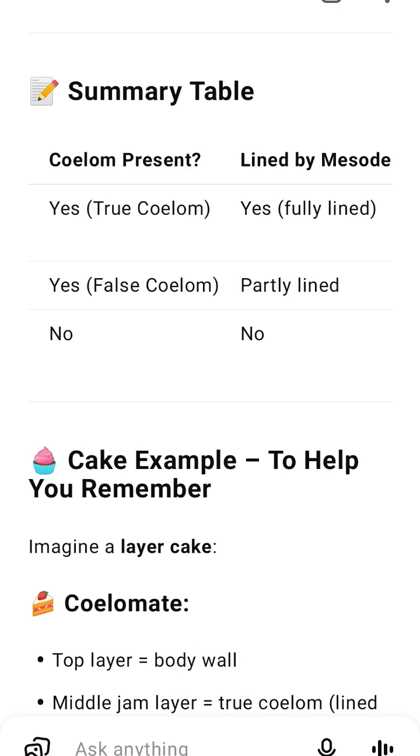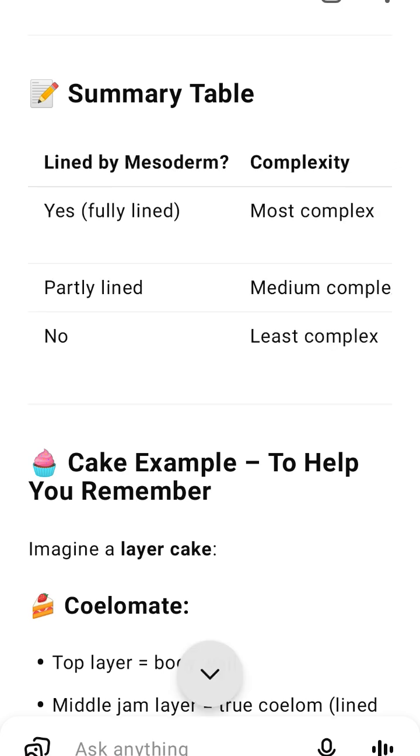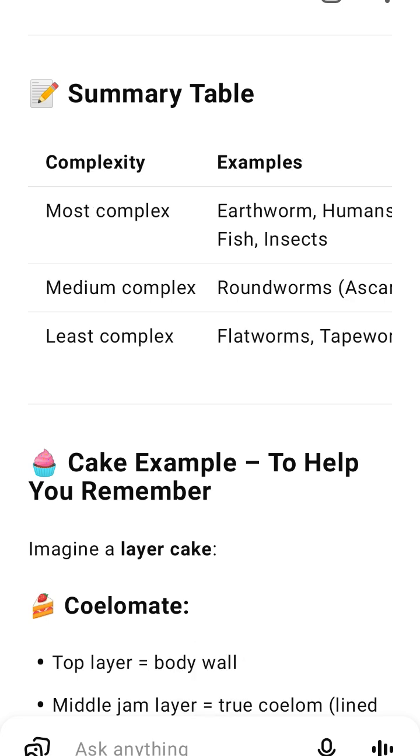2. Pseudocoelomates, false coelom. These animals have a body cavity, but it is not fully lined by mesoderm. The mesoderm is scattered or not organized. The cavity is there, but not proper.